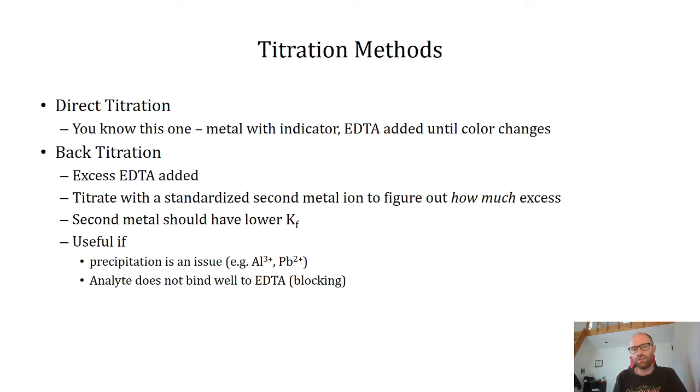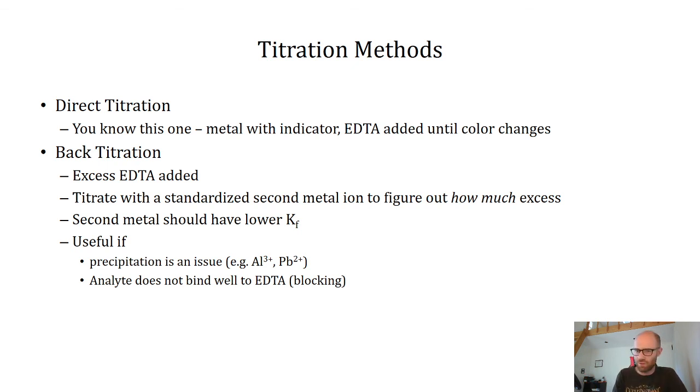So, other examples of things that you can do. A back titration, which is exactly what I said in getting around the blocking problem of the indicator, is that you add excess EDTA, you titrate with a standardized second metal ion to figure out your excess. Of course, your second metal should have a lower binding constant than your first metal. If you use a second metal that has a higher binding constant, it's just going to kick out your first metal.